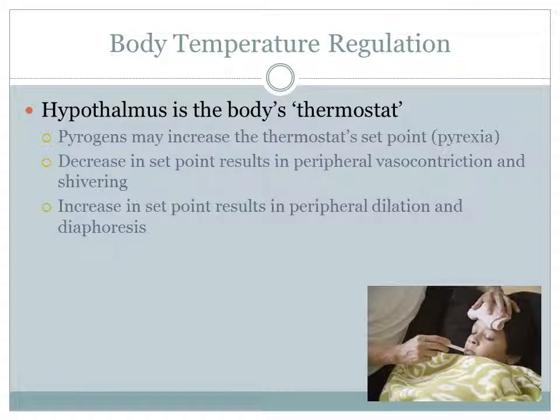Hyperthermia is temperature that is above the normal range. It's also known as a fever, febrile state, and pyrexia. Hypothermia is lowering of the temperature of the entire body.